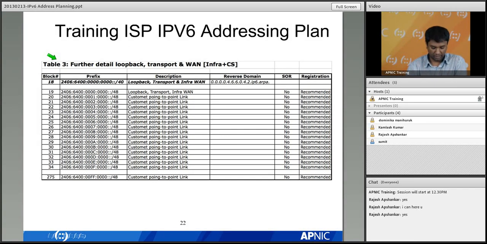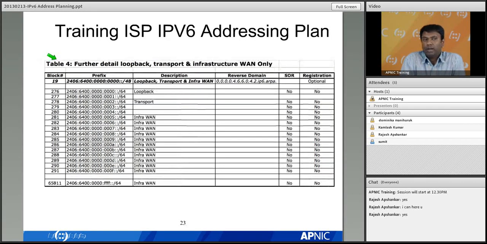Make sense? Any questions so far? Is there any question about how we are doing the plan? All good?